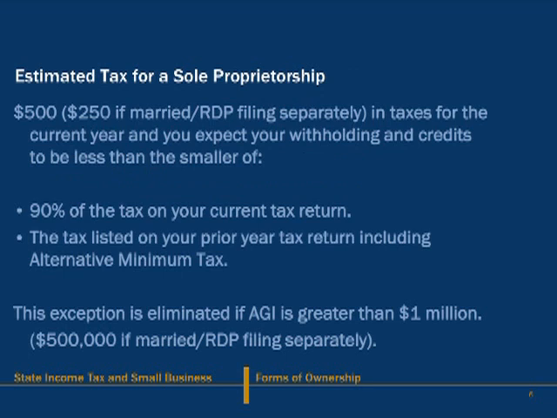Prior year exception is eliminated if your adjusted gross income, AGI, is greater than $1,500,000 if married/registered domestic partner filing separately. If there are withholdings, the sole proprietorship needs to ensure the amount is enough to cover the tax due on business income as well as wage income.